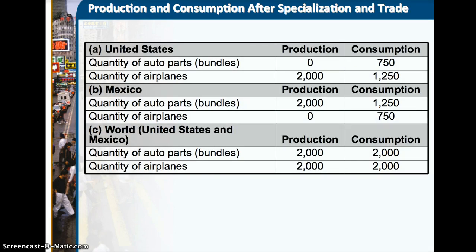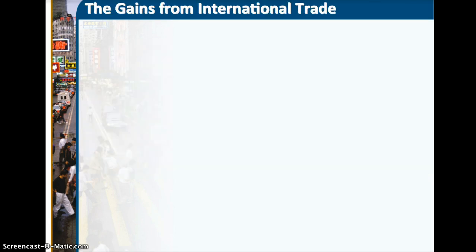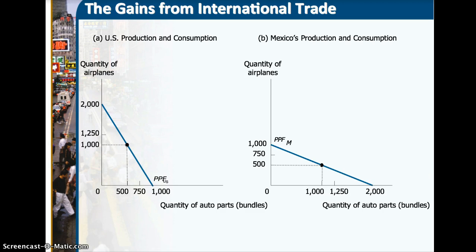When the United States and Mexico specialize in the production of the good in which they have the comparative advantage, total production increases. Again, take a minute to pause the lecture and review the table. Trade increases world production of both goods, allowing both countries to consume more. Here, each country specializes in production as a result of trade.